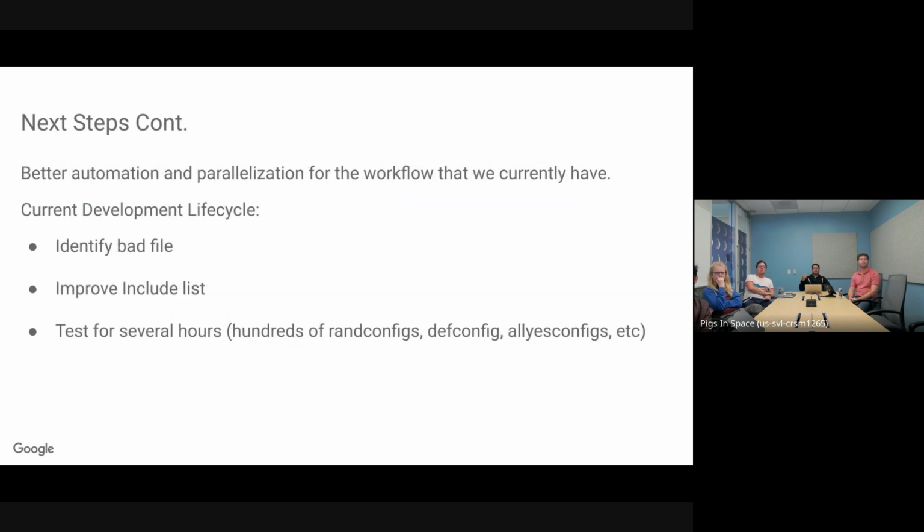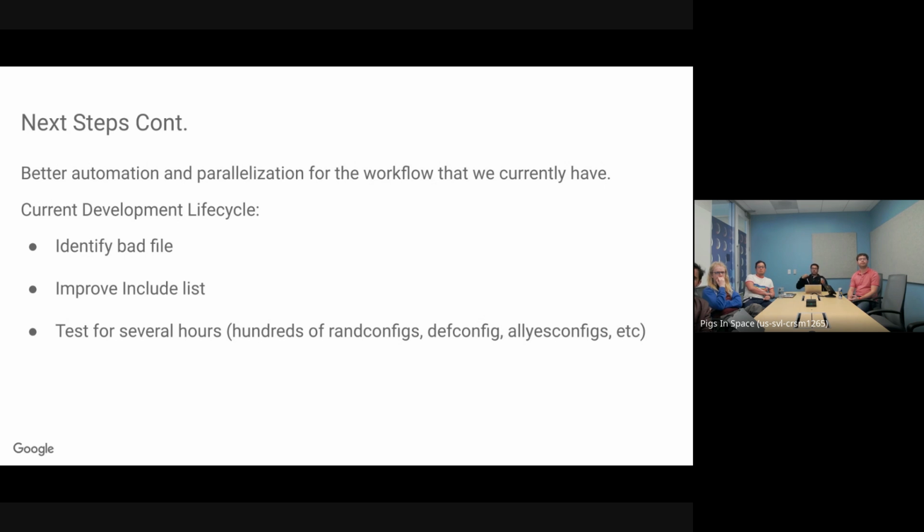Another thing I realized is it's possible to create automation for this automation, right? One of the biggest things that held this project back was the lack of compute. So better automation and parallelization for the workflow we currently have would be ideal. The current development lifecycle goes something like: you identify a bad file, then you improve the include list with include-what-you-use, and then you test for a while. And you can only do this with one file at a time.